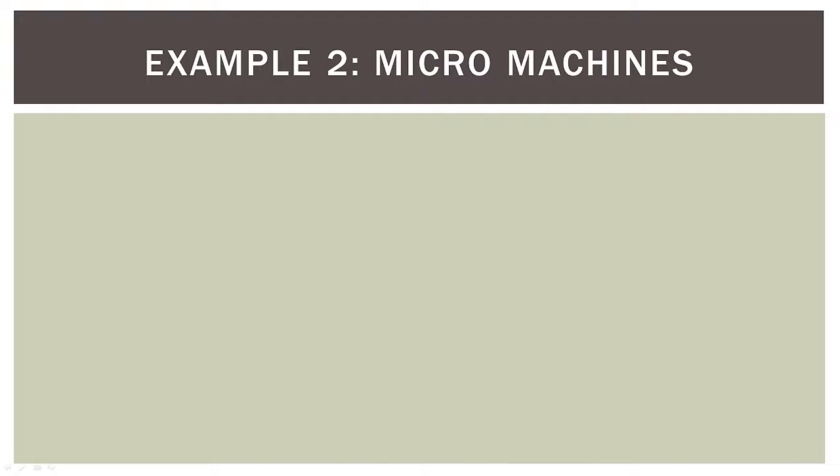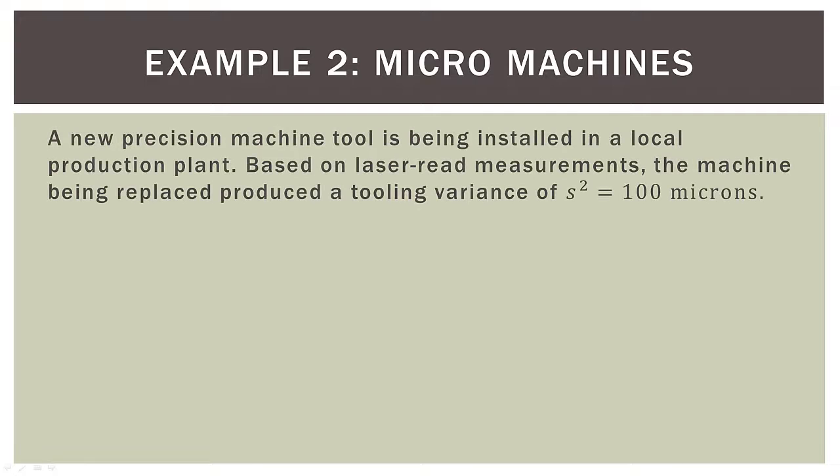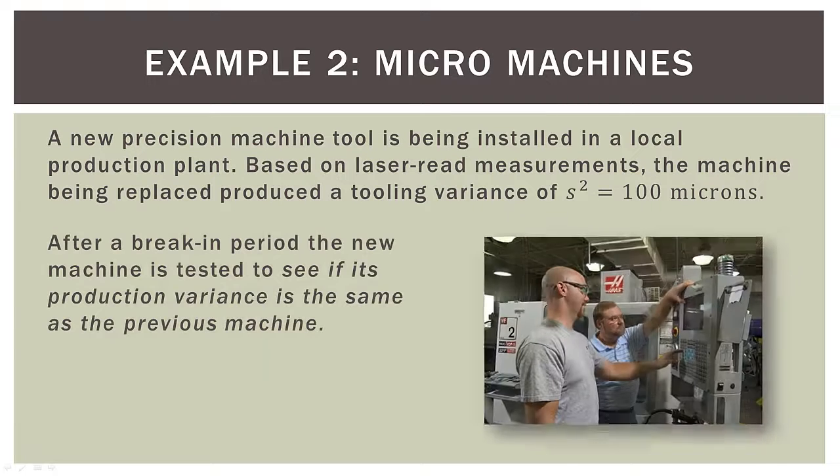So let's look at example 2, micro machines. A new precision machine tool is being installed in a local production plant. Based on laser read measurements, the machine being replaced produced a tooling variance of 100 microns. So S squared, 100 microns.